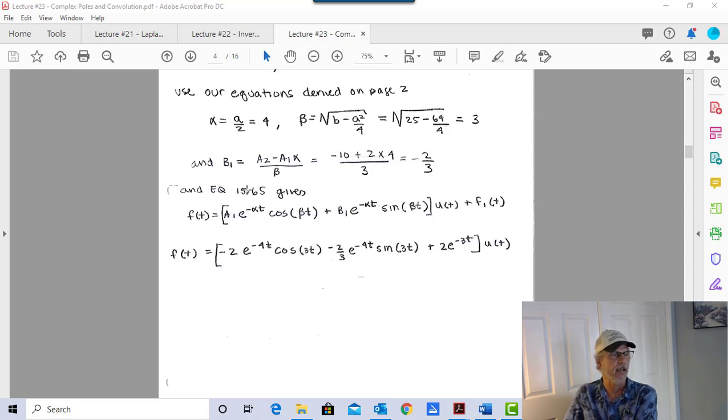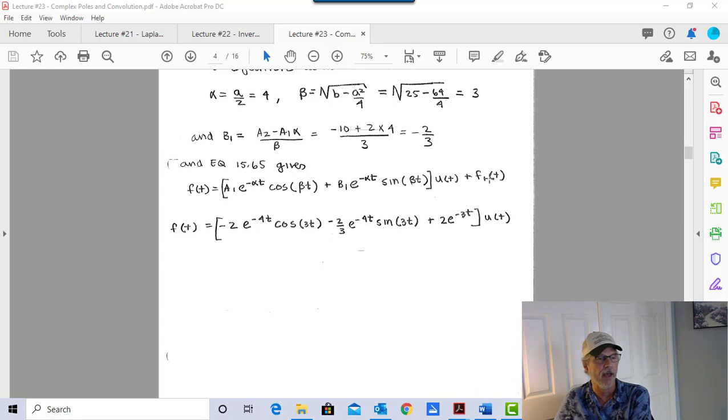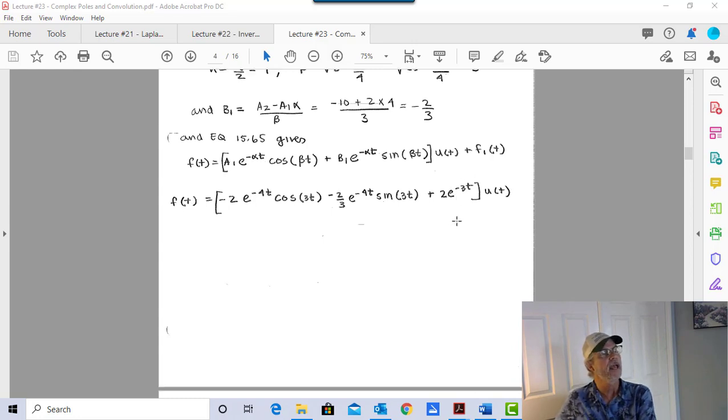So here I go. I shove that in there, and here's my general form, and here is my form with all the constants put in. Don't forget that F1(t). Remember, that was our simple pole. It is right here, 2 over s plus 3. Don't forget that. F1(t), F1(t), and we are done.